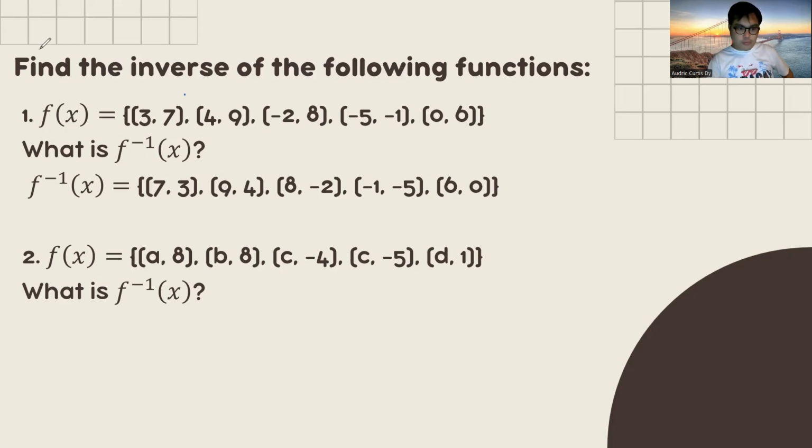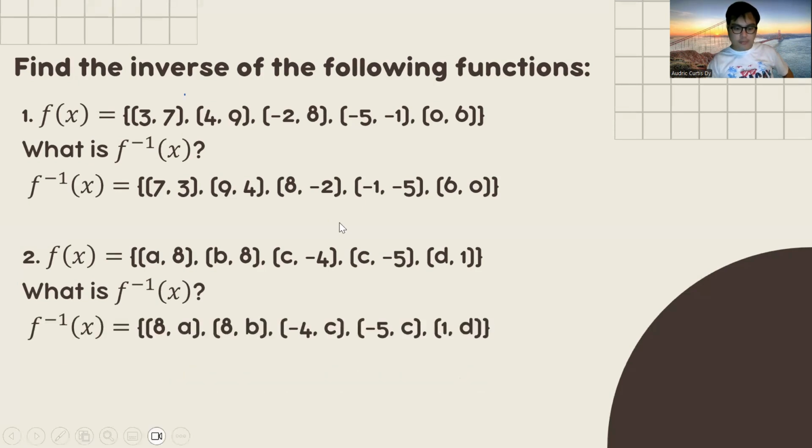So, this also happens to the second item. So, as we see that A and 8 are the values of x and y. So, A is now the y, and 8 is now the x. So, bali binaliktad lang sila in each ordered pair. So, notice the patterns first.